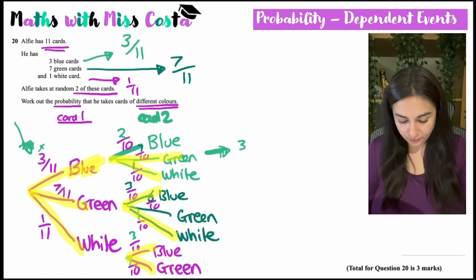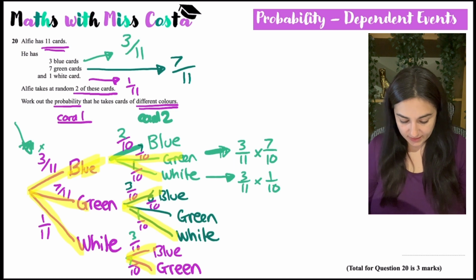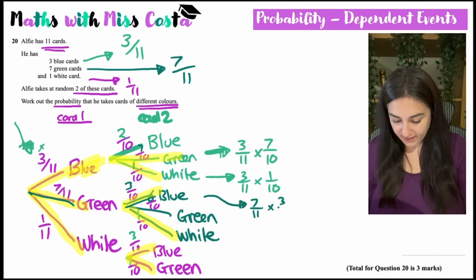So this route would be 3 over 11 times by 7 over 10. This route would be 3 over 11 times by 1 over 10. And then this route, green and then blue, would be, ooh, I'm running out of space. That would be 7 over 11 times by 3 over 10. And this route here would be 7 over 11 times by 1 over 10.